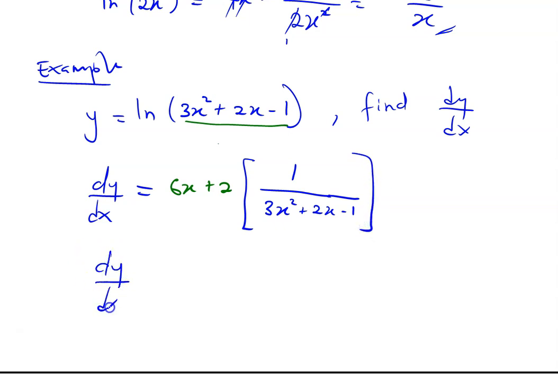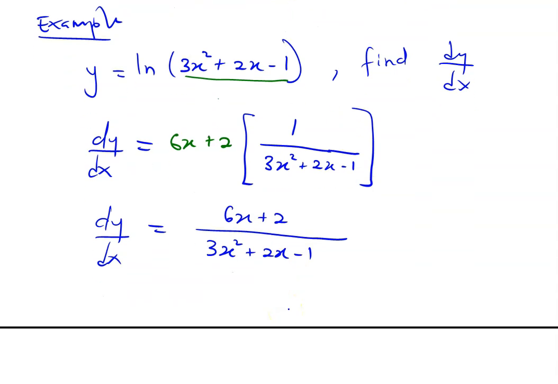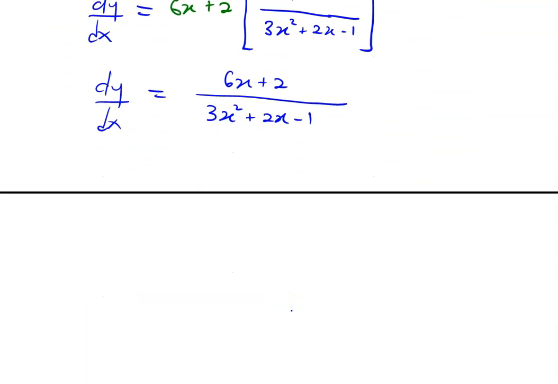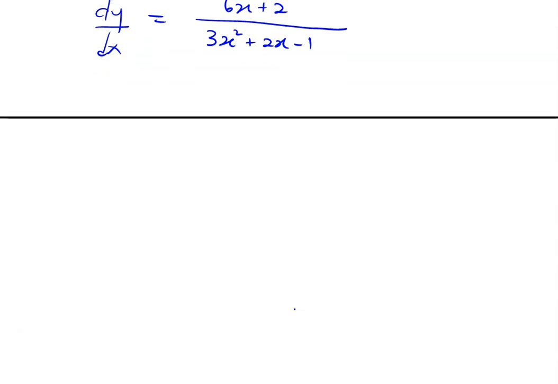dy/dx equals (6x plus 2) all on (3x squared plus 2x minus 1). Okay, so that is going to be the final result. This is just basic, simple. It's very, very simple. We are going to see more complicated ones than this. So let's take example 2.